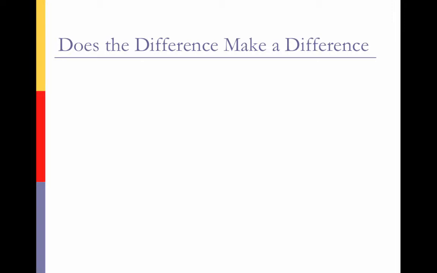We're continuing with Chapter 13 and continuing to talk about experimental design. So we're first going to talk about how to tell when the differences that we see between two groups is actually a large enough difference to prove our cause and effect or disprove our cause and effect relationship. So, does the difference make a difference?